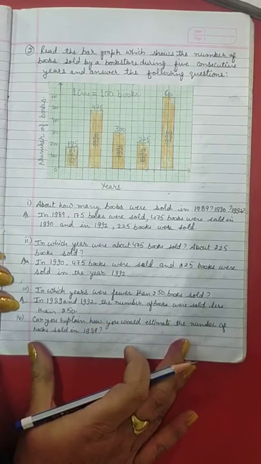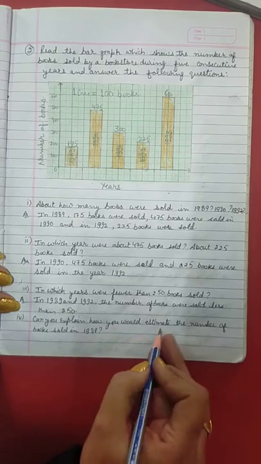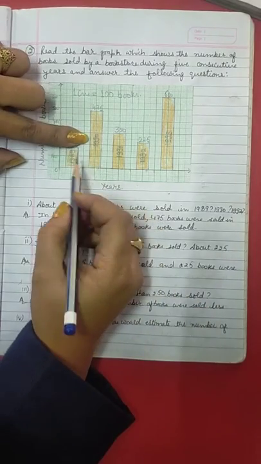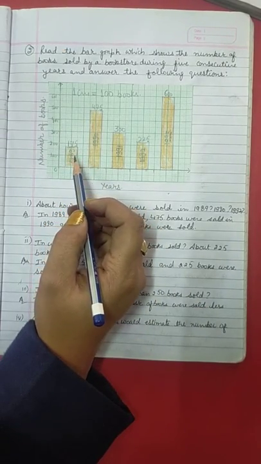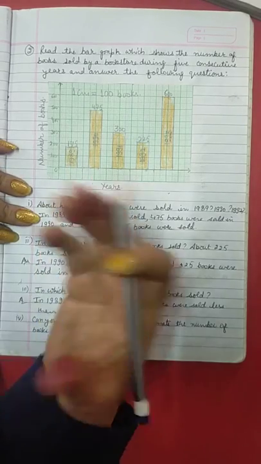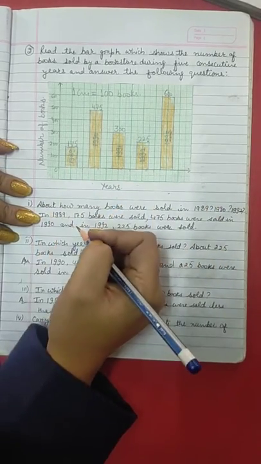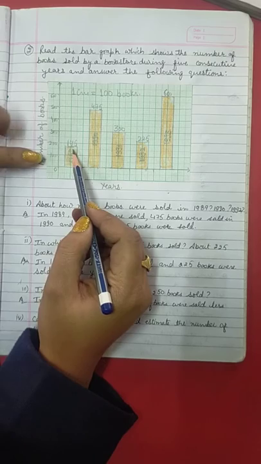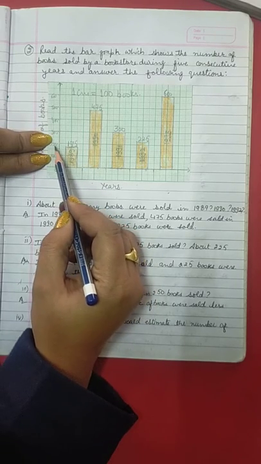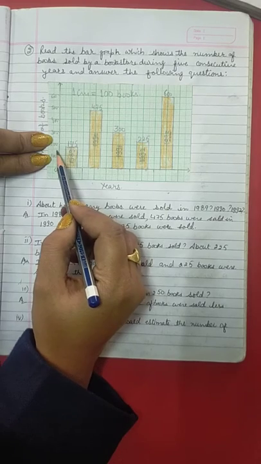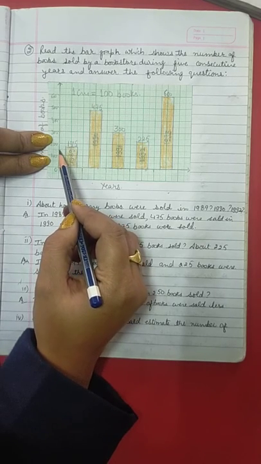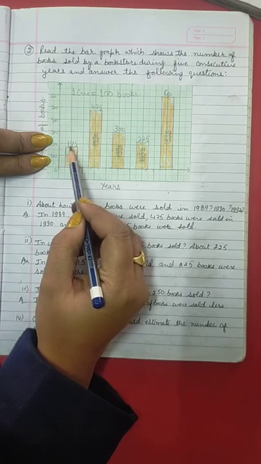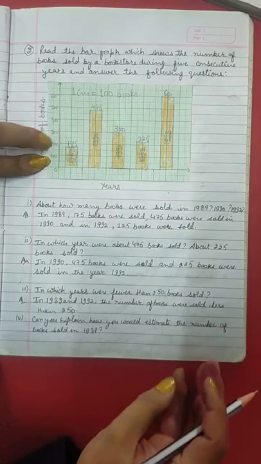Then the next part, the fourth part: can you explain how you would estimate the number of books sold in 1989? It means he is asking, since it is not given that this value is 175, we have to find it out from our side. He is asking which criteria you have used, and you have to write that criteria. You can check that in 1989 the bar lies between the interval 100 and 200 and it is closer to 200. So we check that it is more than half, meaning 150 is there and it is between 150 and 200. So the estimated value is 175.